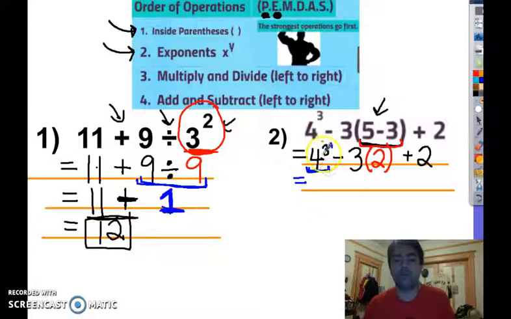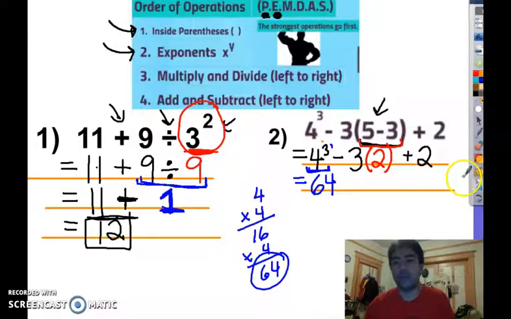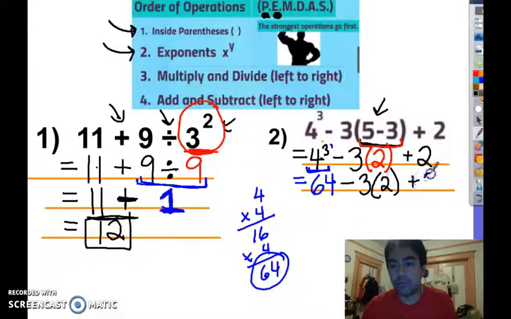I'm now going to have to do 4 to the third power. So I'm just going to write on the side, I need to do 4 times 4 times another 4. 4 times 4 is 16. 16 times another 4 is 64. So I did all the work on the side, and I know that 4 to the third is equal to 64. Okay, and now I'm going to copy everything else. Copy the minus sign, copy the 3 parentheses 2, and copy plus 2.